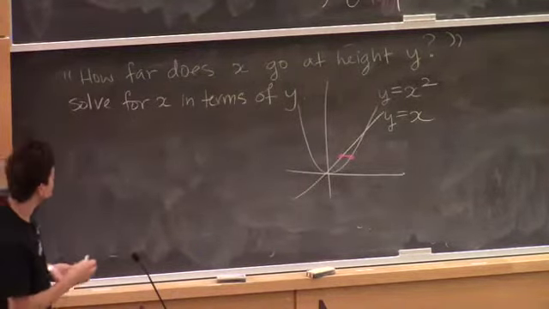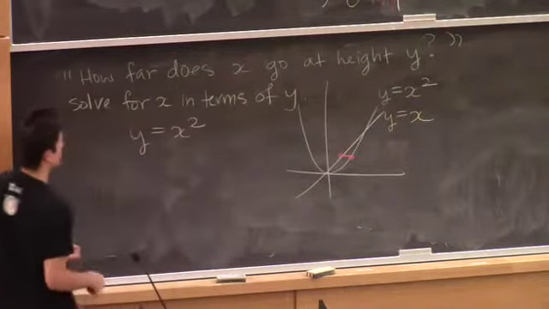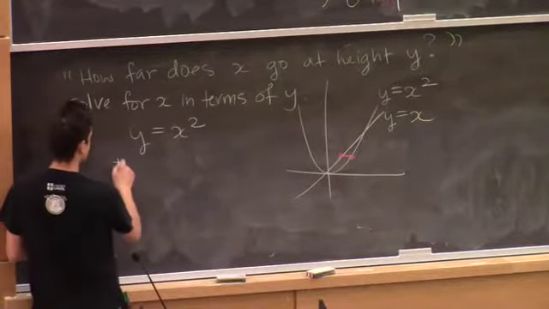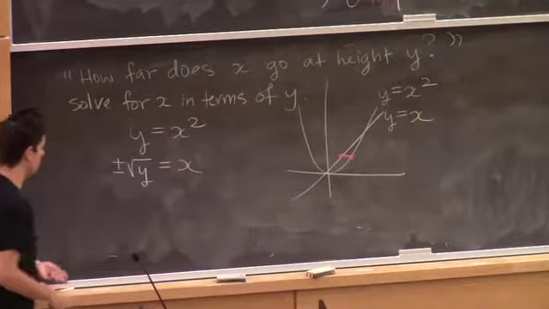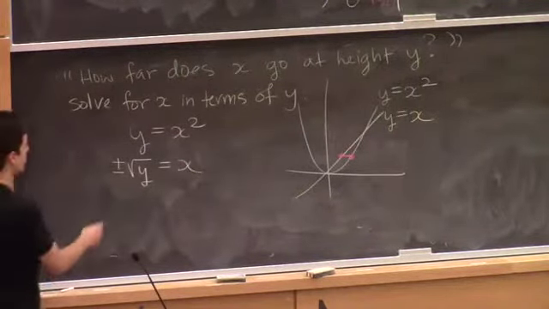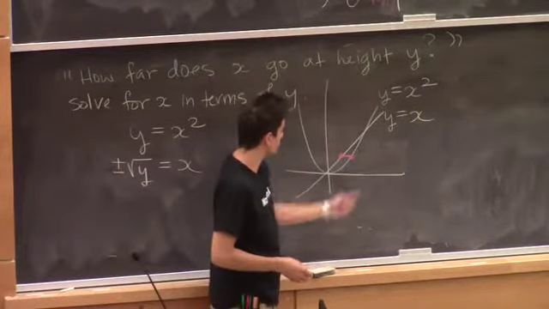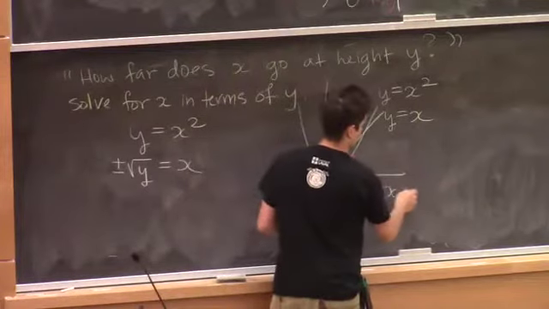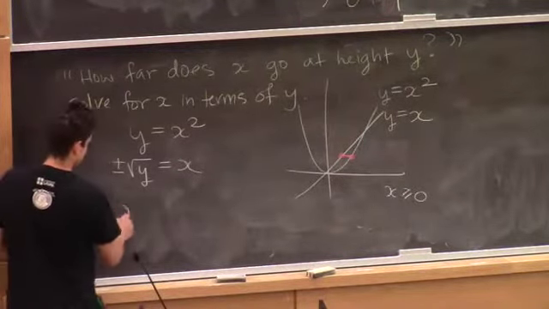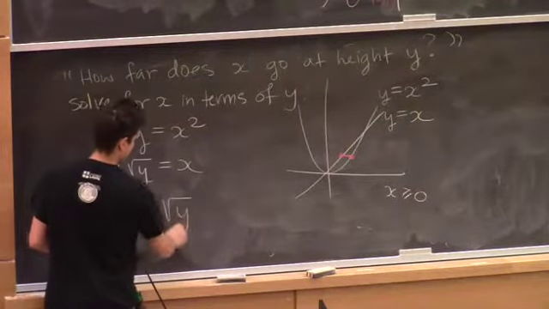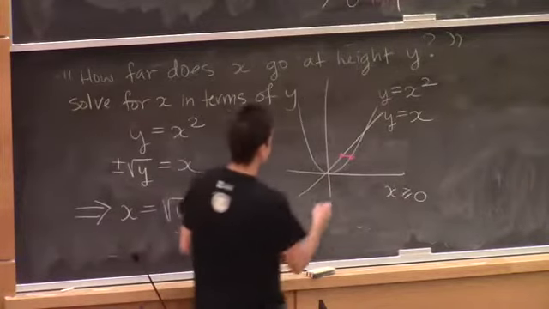Okay, so what do we have? We've got y is x squared. We take square roots of both sides. We get this. We only care about the positive roots because we're only on the positive part over here. Okay, good. So what do these points look like now?